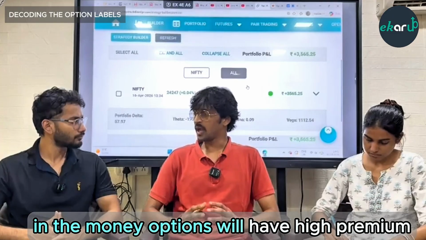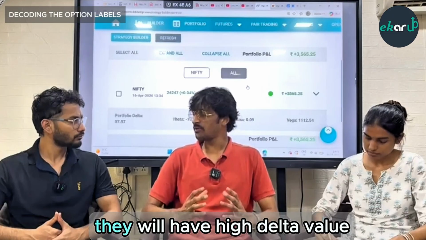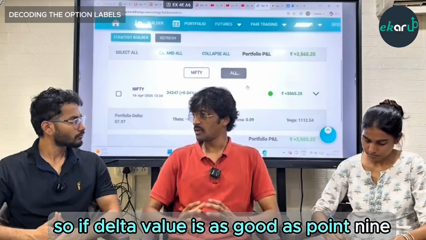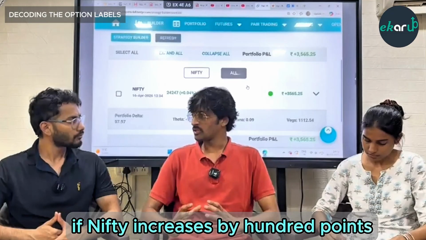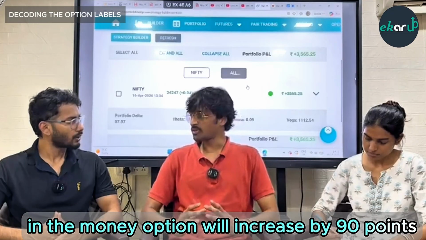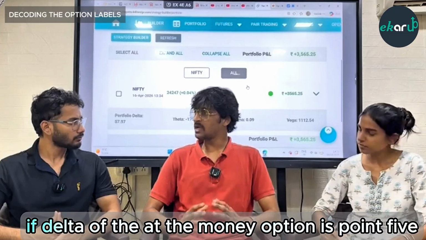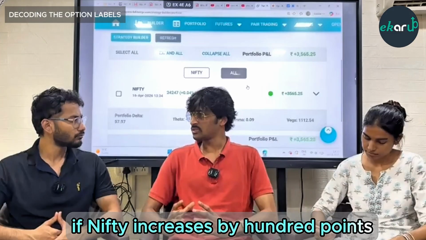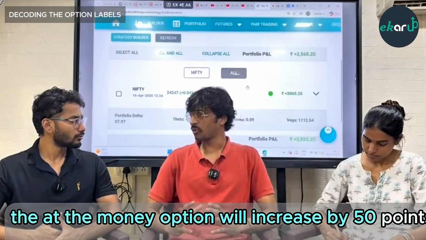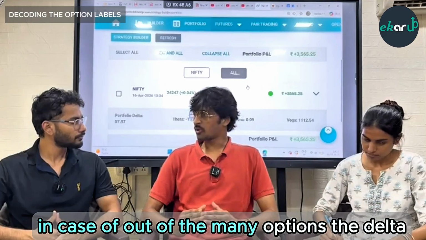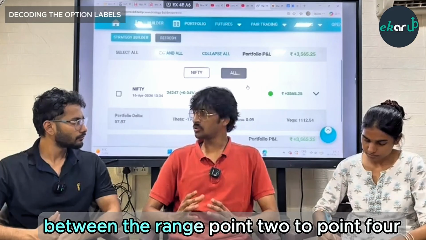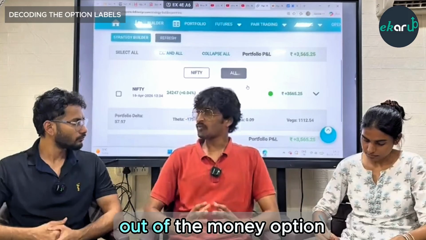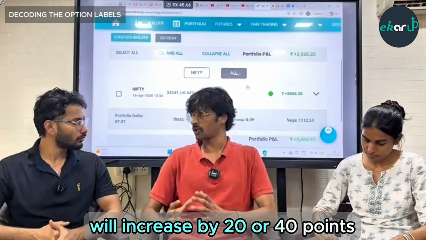In the money options will have high premium, but also they will have high delta value. So if delta value is as good as 0.9, if Nifty increases by 100 points, the in the money option will increase by 90 points. Considering the at the money option, if delta is 0.5, if Nifty increases by 100 points, the at the money option will increase by 50 points. In case of out of the money options, the delta is between 0.2 and 0.4. So if Nifty increases by 100 points, the out of the money option will increase by 20 or 40 points.